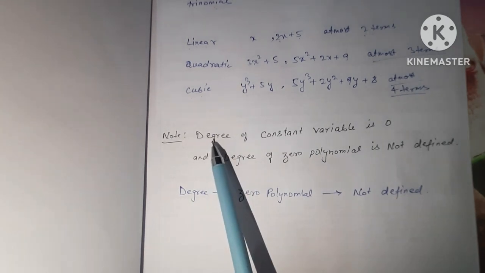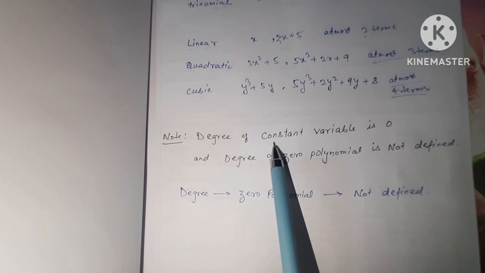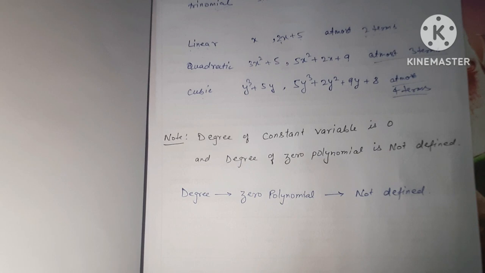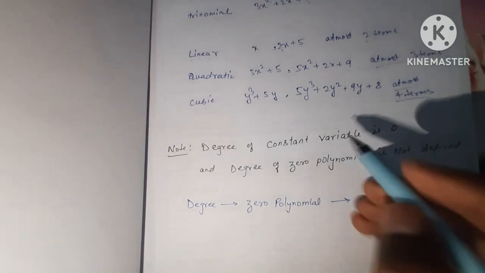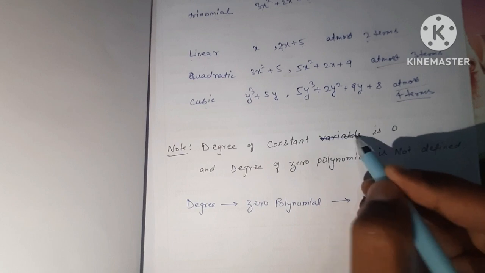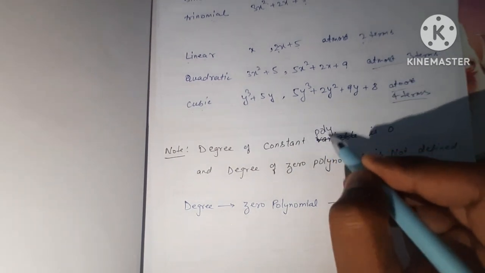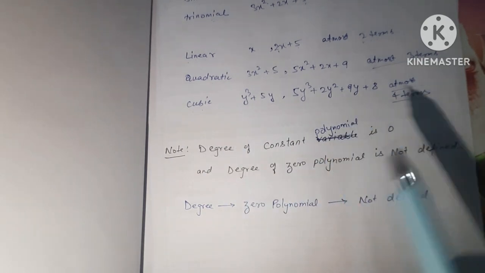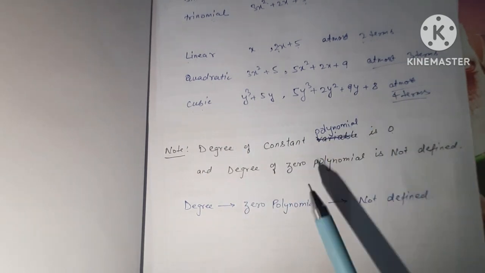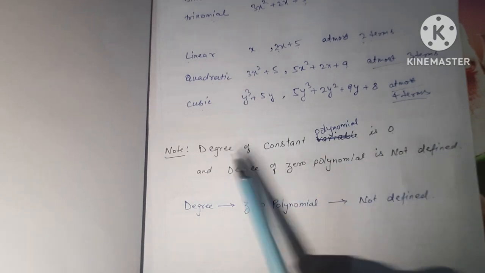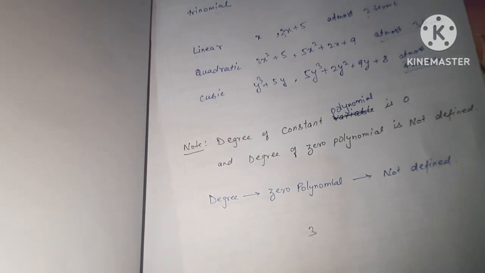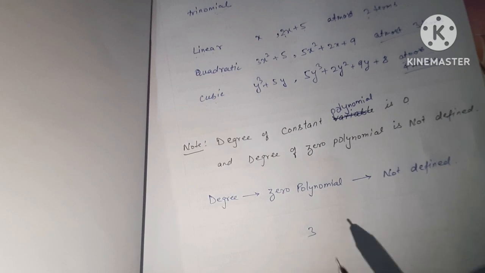Now, the degree of a constant polynomial is 0. Constant polynomial means what? It is not a variable, it is a constant polynomial. The degree of a constant polynomial is 0. If there is any constant polynomial, its degree is 0. How? An example of a constant polynomial is, suppose I write 3. If there is only a constant, we call it a constant polynomial. So what is the degree?